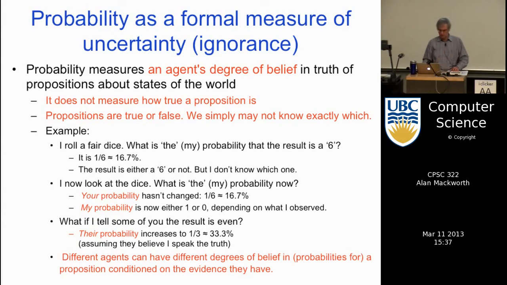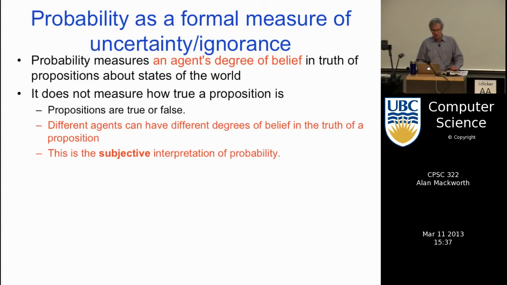Okay? That's a critical lesson, and that's why we call it subjective, because it's relative to a subject, the subject who knows things. We're talking about knowledge and belief and ignorance and so on. So different agents have different degrees of belief. This is a subjective interpretation of probability, as opposed to the frequentist objective notion. And the book goes into more boring detail about that distinction.